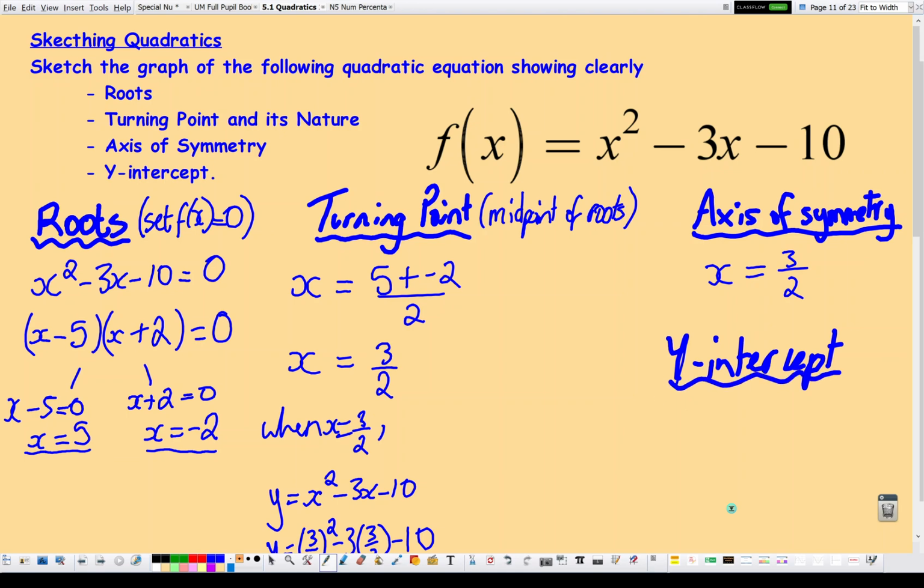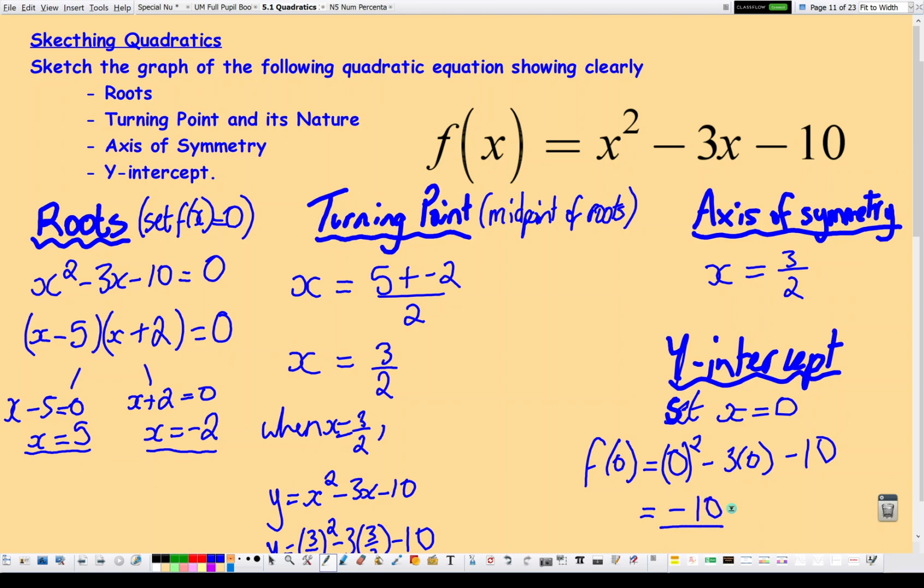So to find the y-intercept, we have to do the opposite of what we did for the roots. We have to set x equal to 0, because we're looking for the points where it cuts the y-axis, not the x-axis. So take your original quadratic and set x equal to 0. As I say, when it's written out in full form like this, it's dead easy, because it's f of 0 equals 0 squared minus 3 times 0 minus 10. So that's just 0 minus 10. So it's just minus 10. So that is the point (0, -10).